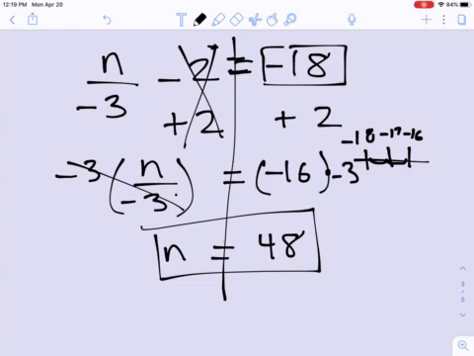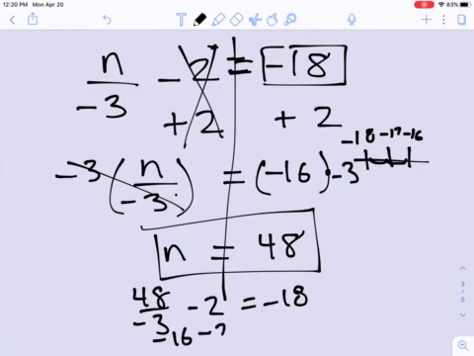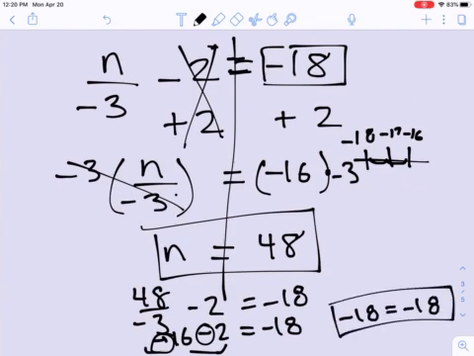And then if I put this in, I got 48 divided by negative 3 minus 2 equals negative 18. Well, 48 divided by negative 3 gives me negative 16, because 48 divided by 3 is 16. Positive divided by negative is negative. And then minus 2 equals negative 18. Well, if both signs are negative, you just add them up, and 16 plus 2 is 18. You keep the common sign, which is negative. So negative 18 equals negative 18. We have an identity, and we have solved our problem.